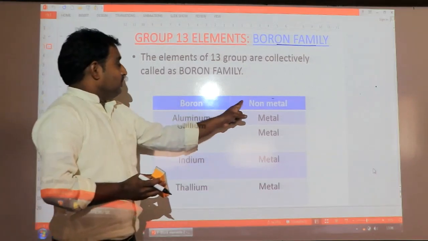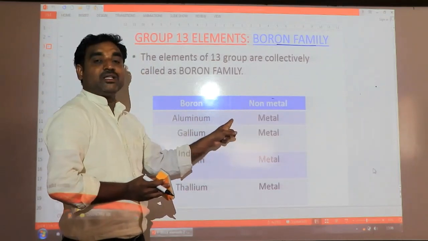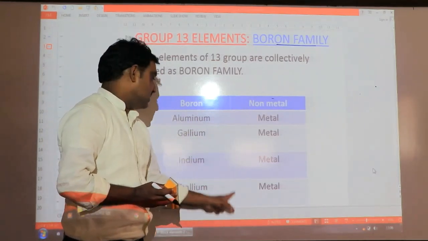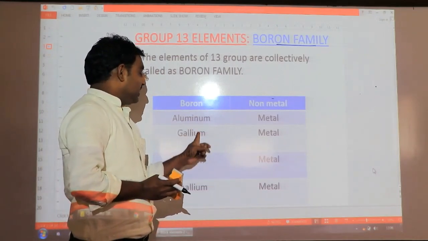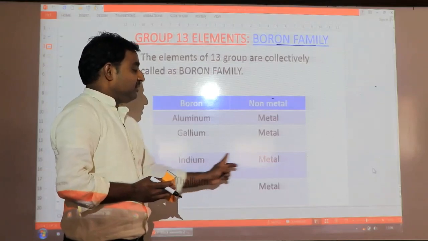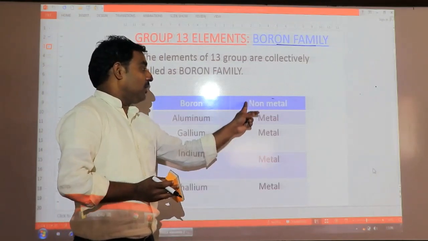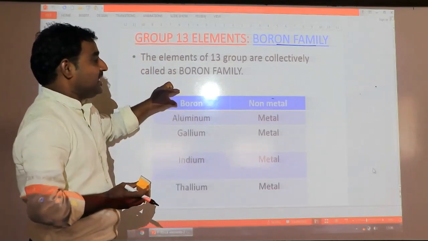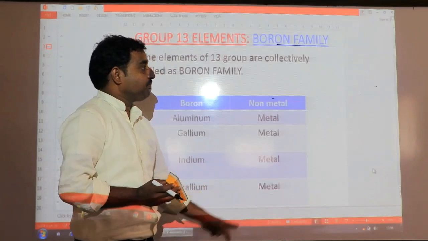So boron is a non-metal, and apart from boron, the other group 13 elements are all metals. Aluminium also shows amphoteric nature, gallium is a metal, indium is a metal and thallium is also a metal. This is about the boron family: boron is a non-metal, and apart from boron those are all metals.